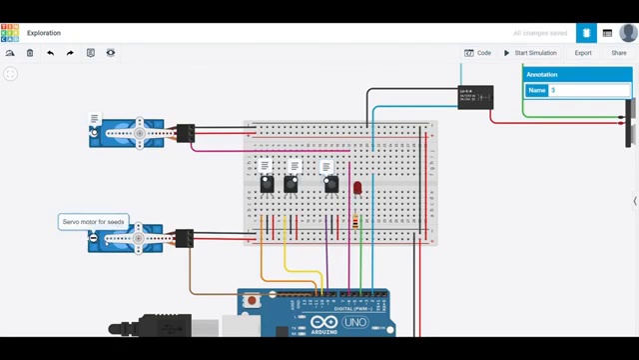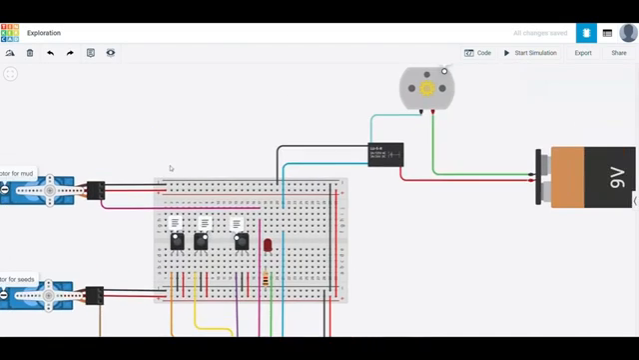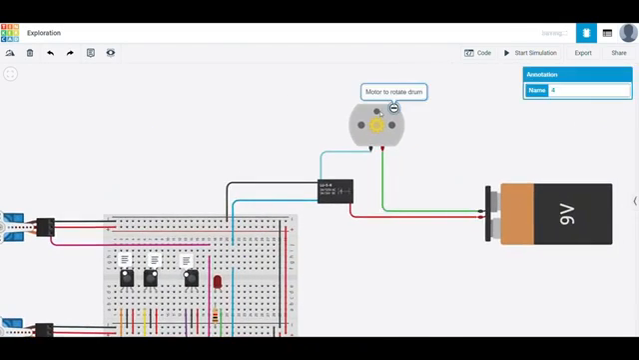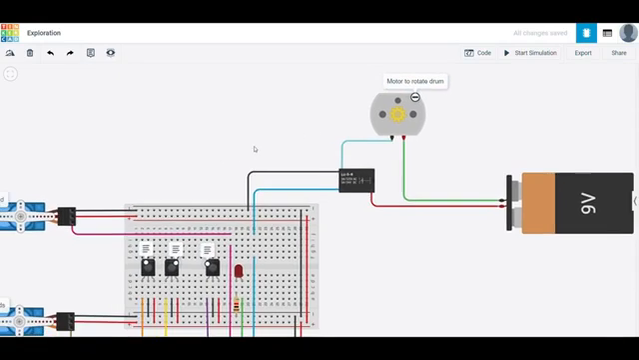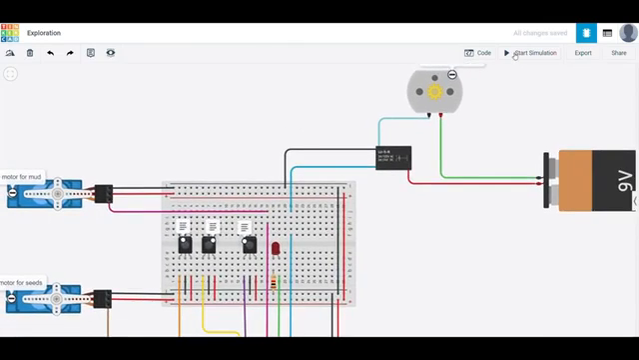This is the servo motor used for seeds to let them fall in the drum. This is the servo motor used to let mud fall in the drum. This is the DC motor which is used to rotate the drum at a high speed. The simulation.